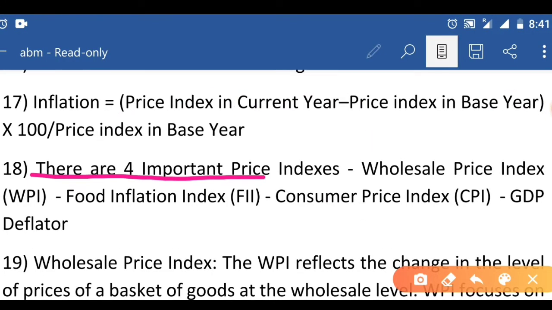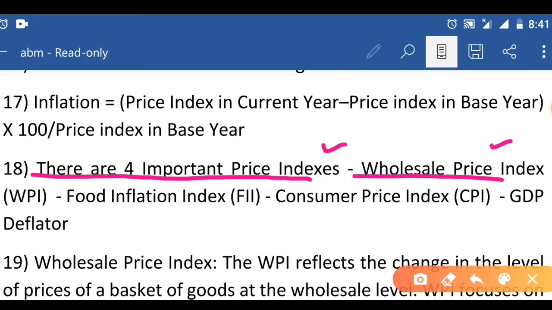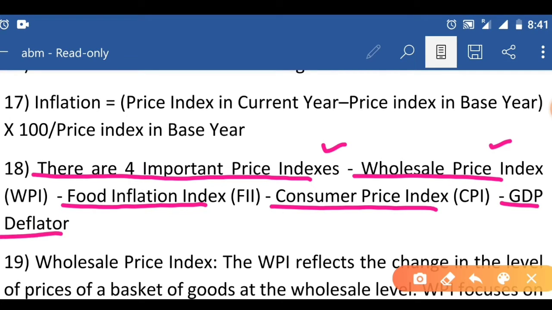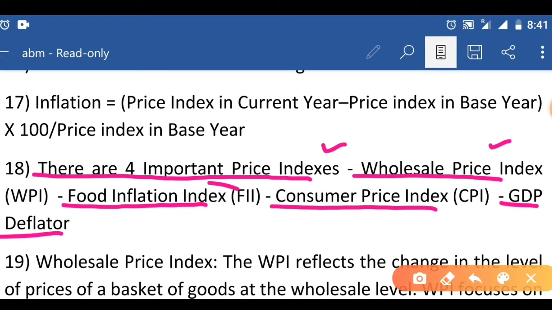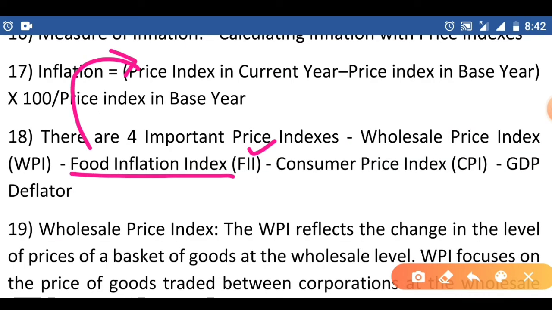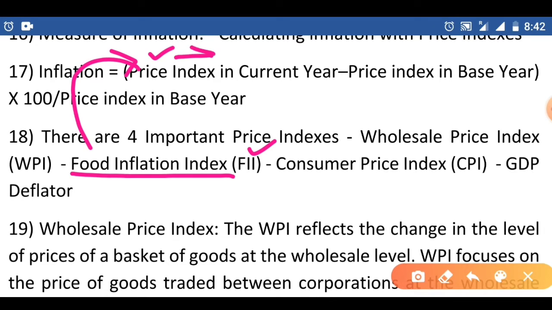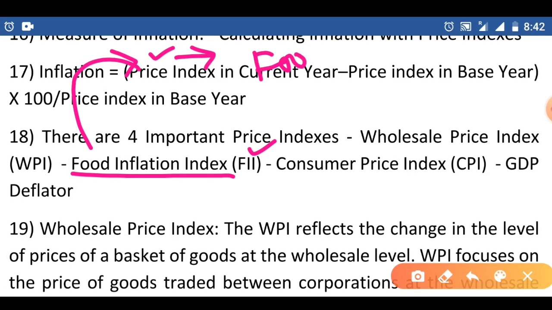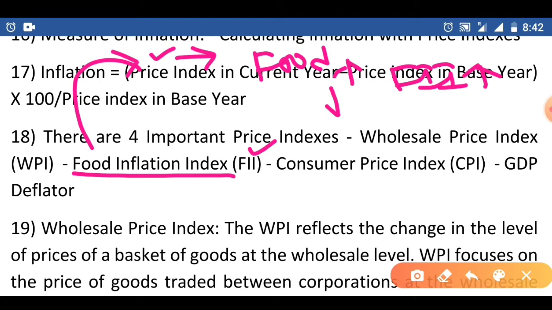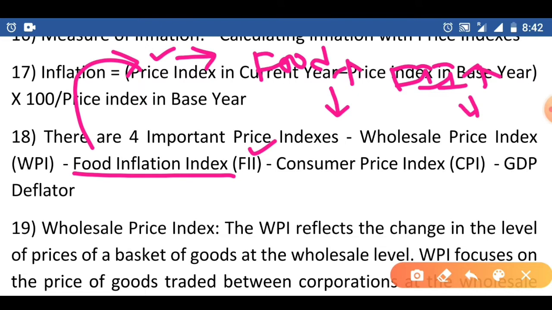There are four important price indices: wholesale price index, food inflation index, consumer price index, and GDP deflator. Now we will discuss food inflation index. The wholesale price index, consumer price index and GDP deflator will be discussed in this unit. Food inflation index is calculated at the price levels of food items. If food item prices increase, then the food inflation index also increases. If food item prices decrease, then the food inflation index also decreases.